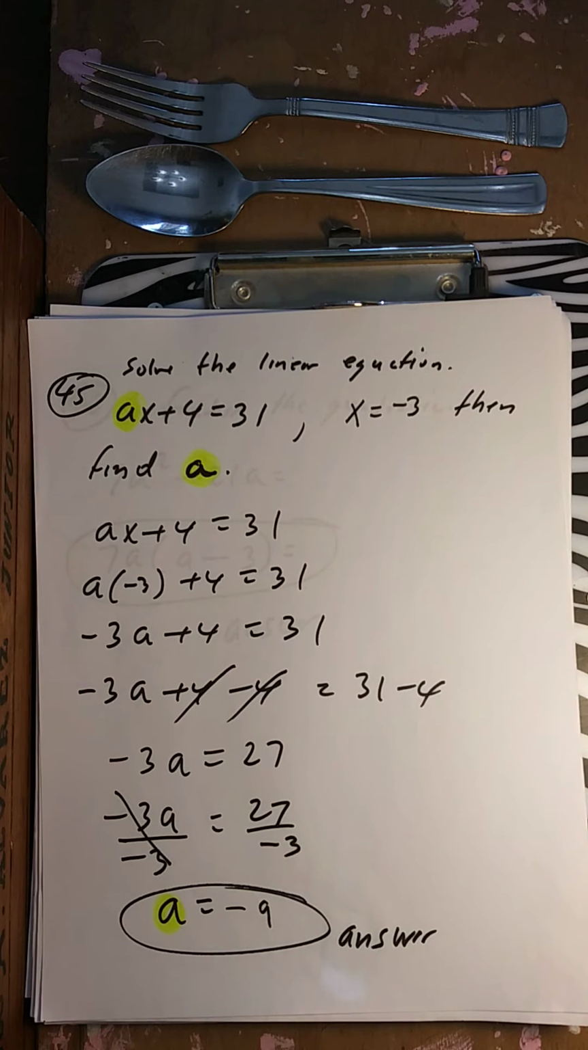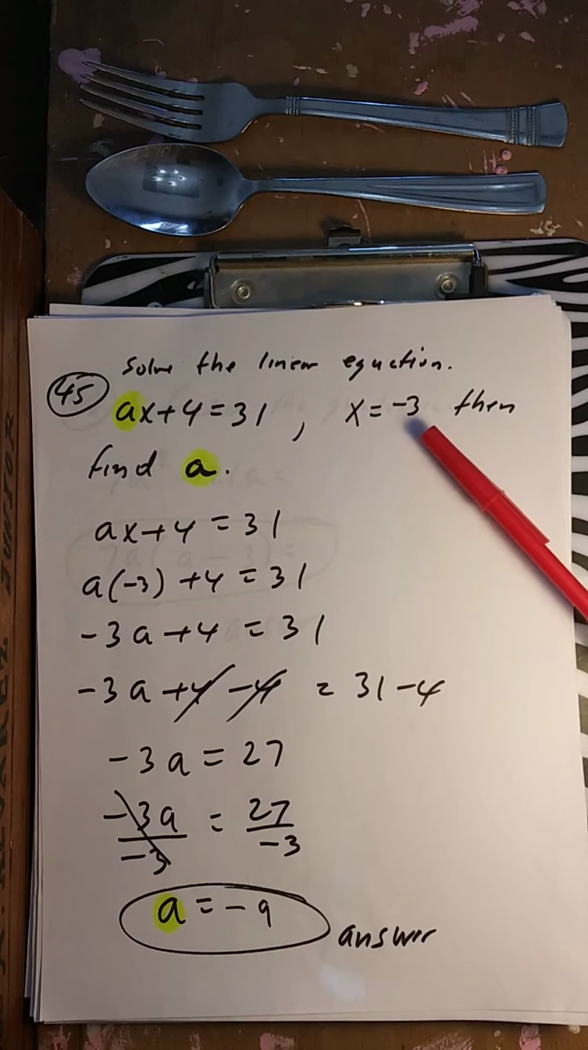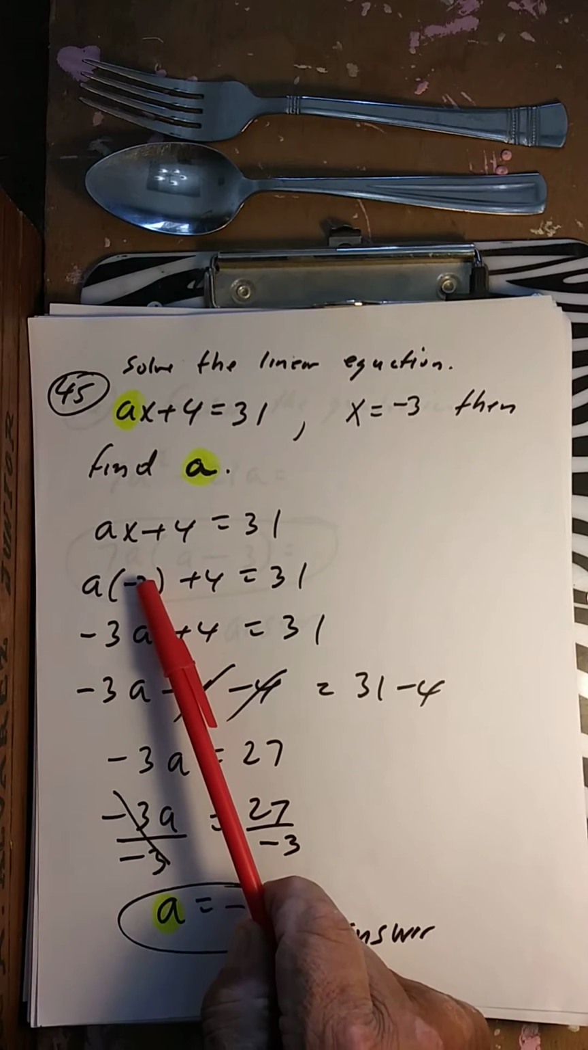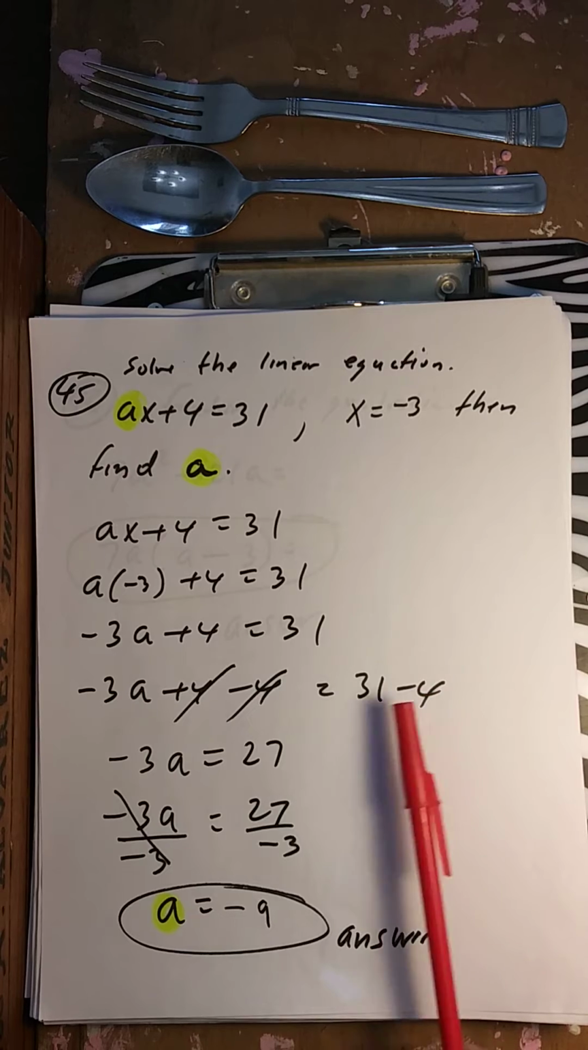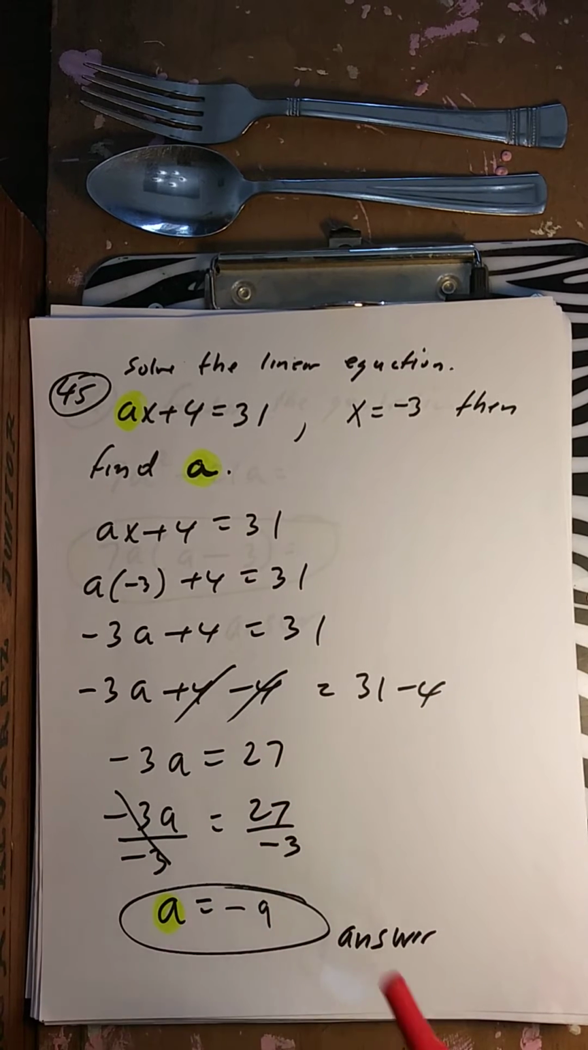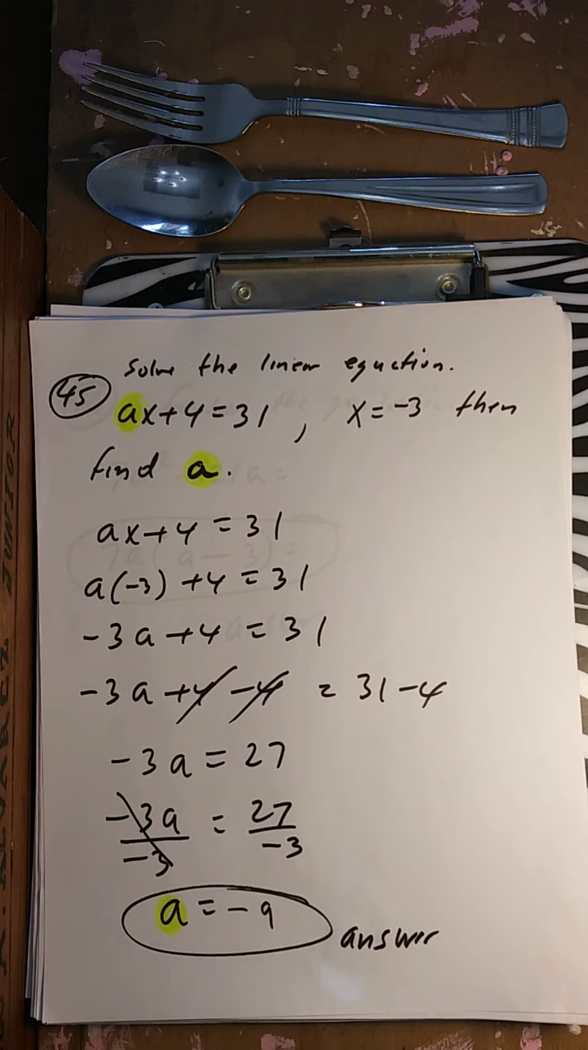All right. Solve the linear equation. Okay, ax plus 4 equals 31, and you know that x is always going to be negative 3. So let's replace it in there. So there's an x, put a negative 3 in there. Negative 3 times that is negative 3a plus 4 equals this. Now minus 4. So negative 3a equals 27. So now what? Divide both sides by negative 3. So a is negative 9. That's what we need to get.